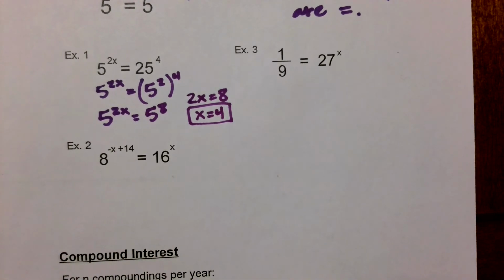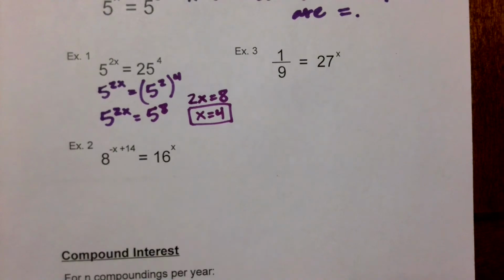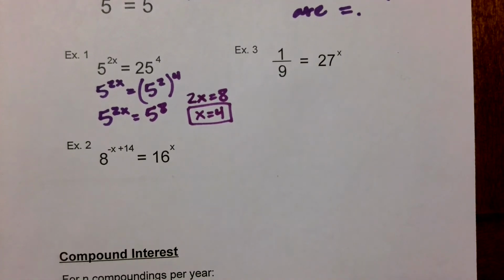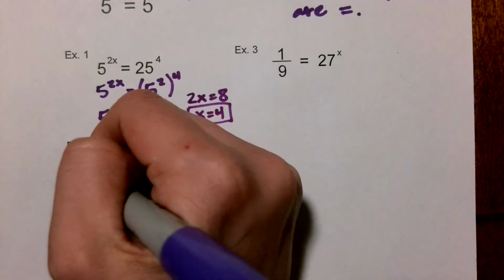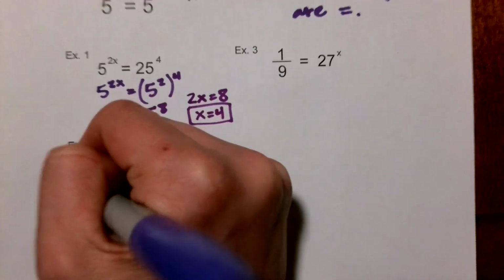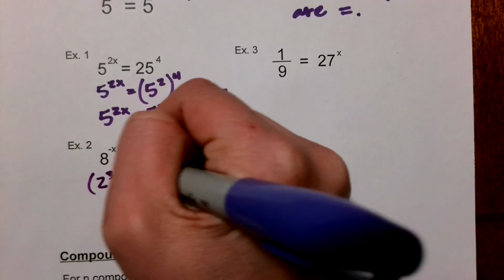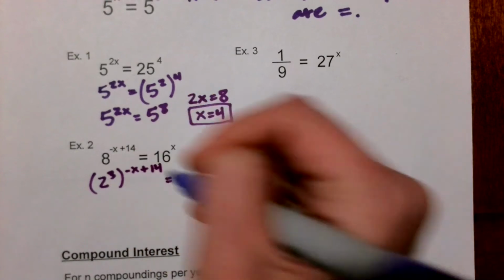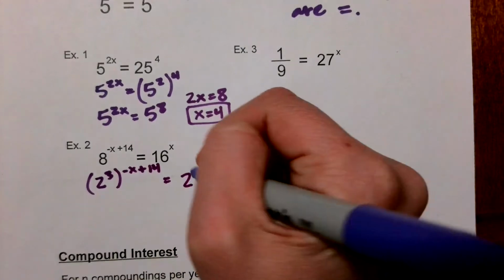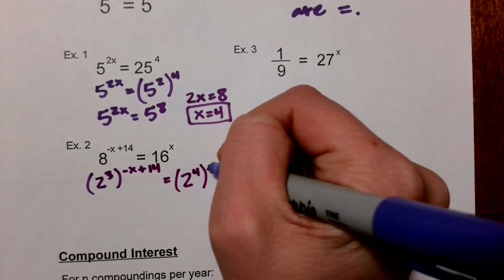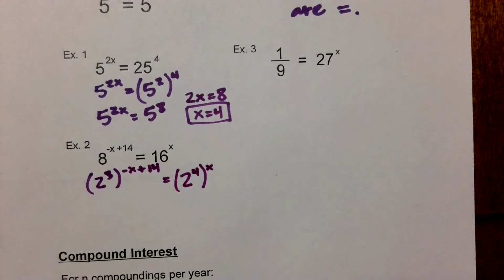So if I tried 4, I've got 4 squared is 16, but I don't have a way of writing 4 to a power to get 8. And then you're like, okay, I need to go smaller. Well, 2 to the third is 8. Still have the exponent that was there. And then 16 is 2 to the fourth. So sometimes we'll rewrite both.